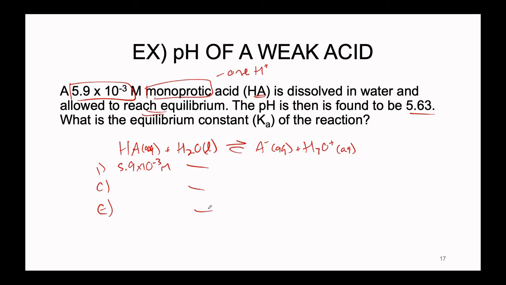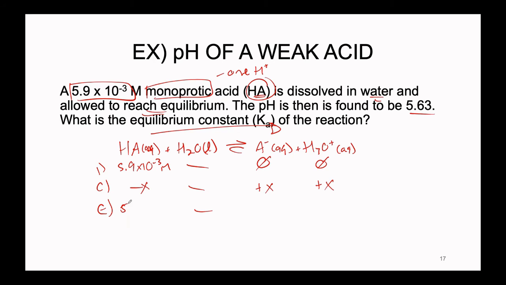Water, just like before, is a liquid. We are looking at a heterogeneous equilibrium, so we don't have to include the water. The concentrations of A minus and H3O plus initially: we are not told any information. We are only told that we are adding HA into water, and that is reaching equilibrium, meaning that we do not have any A minus or H3O plus initially present. This tells us which direction the reaction has to shift in order to reach equilibrium. We are going to see a dissociation of reactants into products, meaning that we shift away from the monoprotic acid in order to create some of our product.